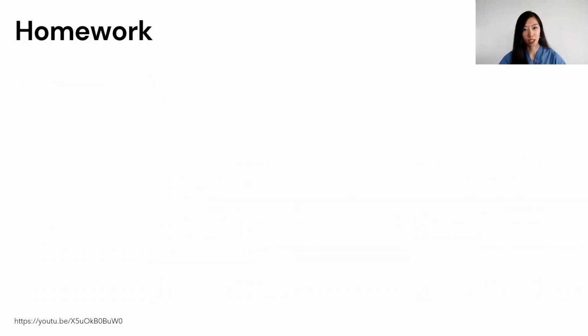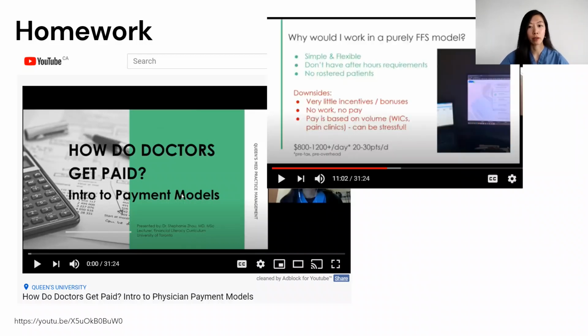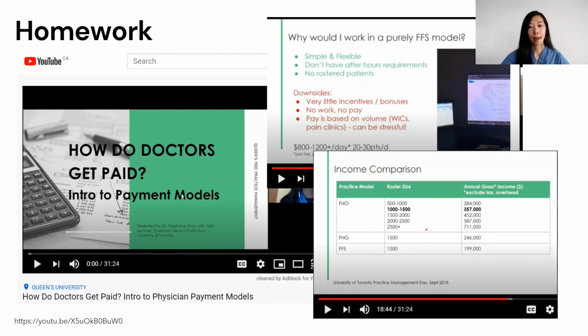For your homework today, just watch this video before you move on to the PGY2 lecture: How do doctors get paid? In it, I talk about the physician payment models, the FHGs, the FHOs, and fee-for-service. I talk about why you would want to work in a purely fee-for-service model and what the pay is like in this type of model. I compare the different models, the FHO, FHGs, fee-for-service, and so on, and how much you might expect to earn in each type of practice model. So be sure to check that out.